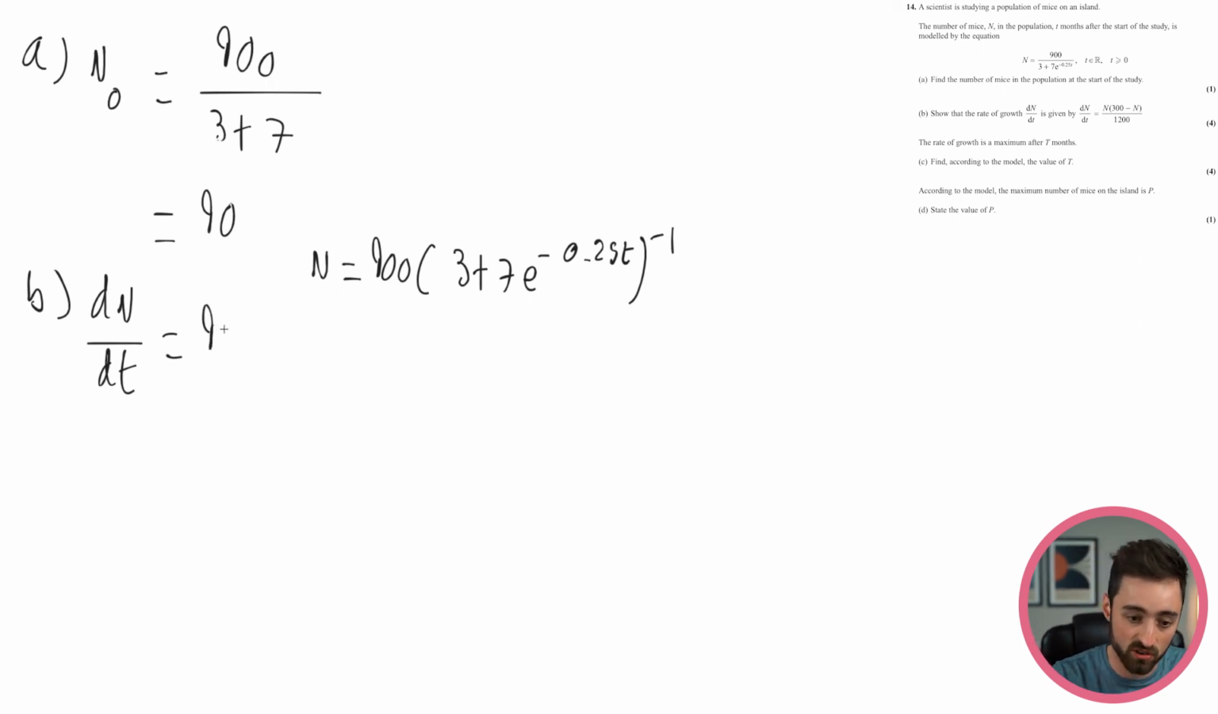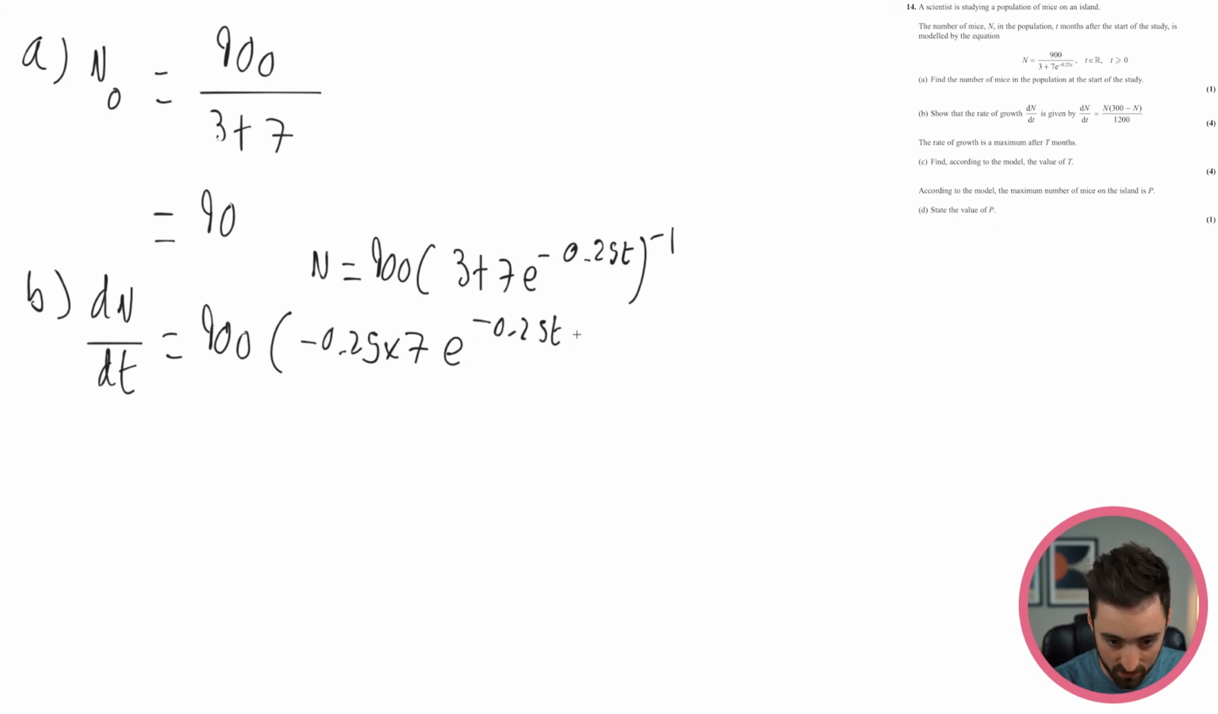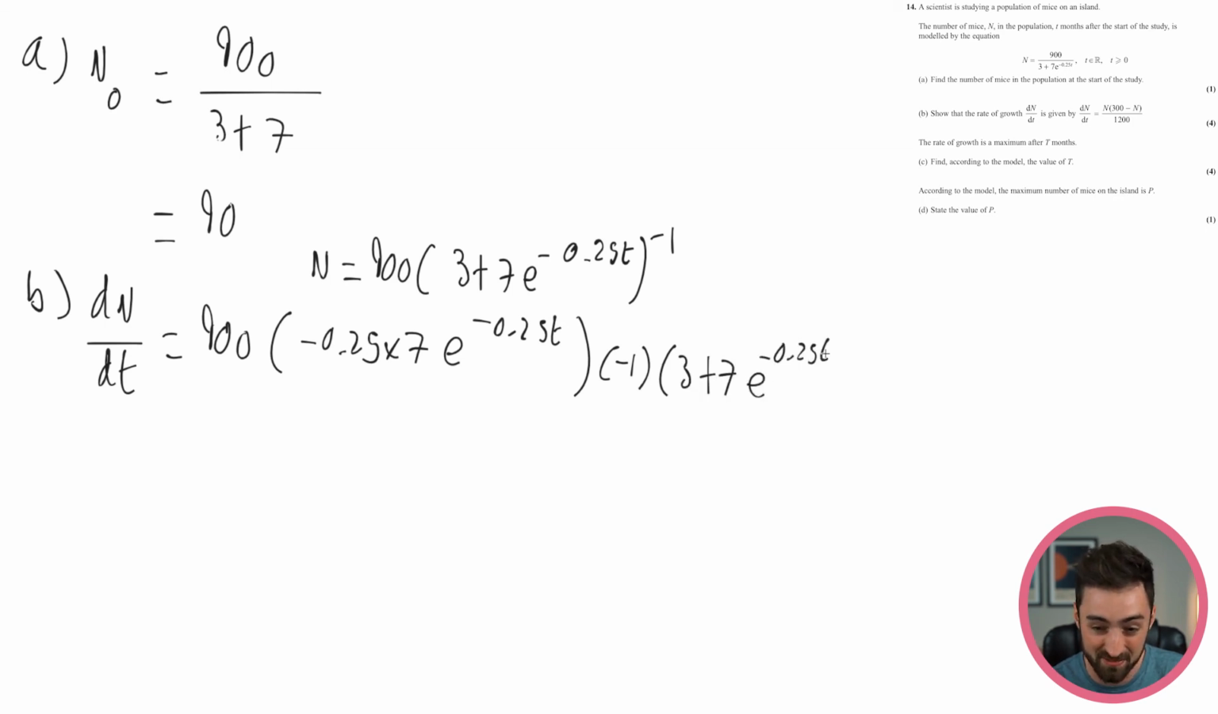Okay, so I'm just going to keep this 900 out here. And then the chain rule says that I differentiate the inside first. So differentiating the inside, I get what? I get minus 0.25 from this times 7 times this e to the minus 0.25t. Okay, I'm now going to treat this as if it's just my variable. So I'm going to bring the minus 1 power to the front. I'm then going to take 1 away from the power. So it's going to be times 3 plus 7e to the minus 0.25t, it's massive, all to the minus 2. Wow. Okay, let's see what we can do here.